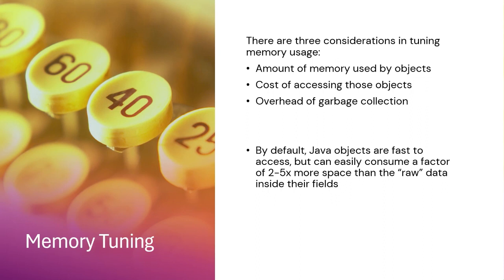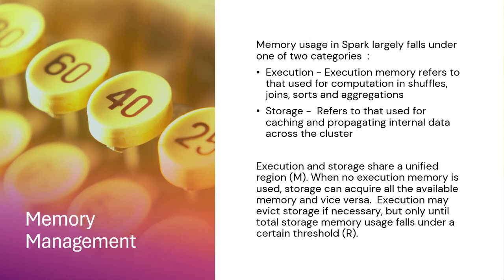So by default, Java objects are faster to access, but they will consume much more space than the raw data, which means if we are programming in Java, the objects will be faster to access, but they will consume like 5x more space than the raw data which we are storing in the fields. So that needs to be kept in mind.